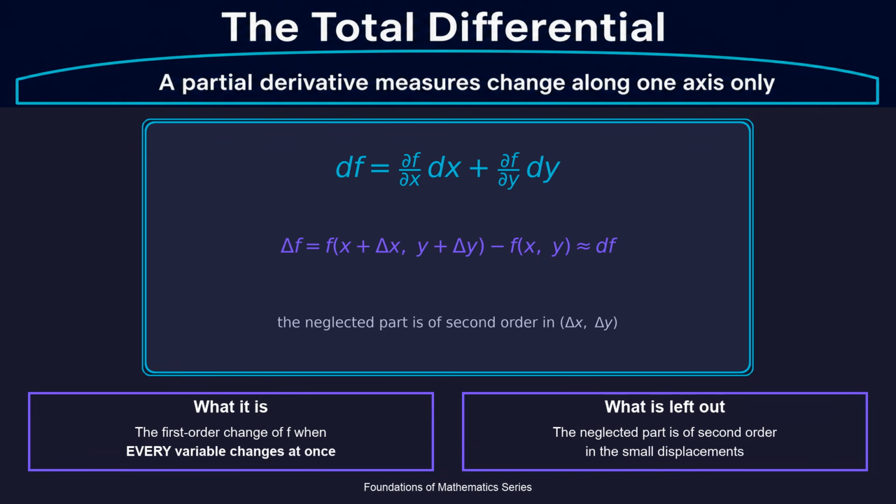Formally, this is the linear approximation of delta f, the difference between f at the displaced point and f at the original point. It is an approximation, and the source is precise about what is dropped. The neglected part is of second order in delta x and delta y, so, for a sufficiently smooth function, the estimate generally improves as the displacement gets smaller. But how good it is at any particular step depends on the function's higher-order behavior. An affine function has no second-order part at all, so its linear estimate is exact even for large steps.